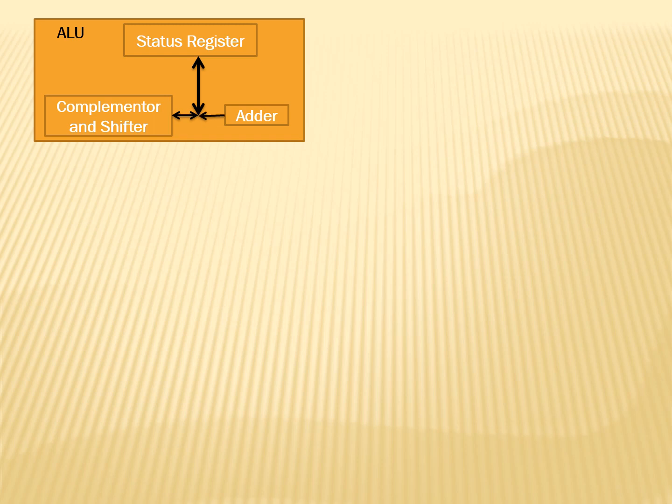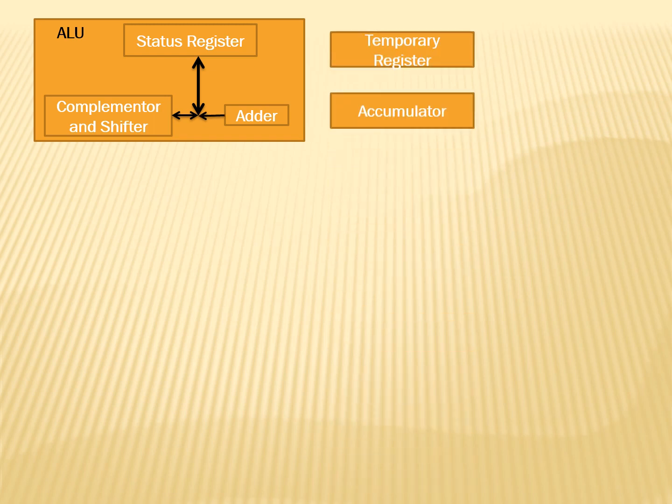Inside the ALU, first we have the status register, the complementer and shifter, and the adder. The status register is the flag register, which is 8-bit. The complementer is used to complement the number, and the shifter is used to shift 1-bit data left or right. The adder is used for addition and subtraction through the 2's complement method. You can see here all this will be connected with the internal bus.